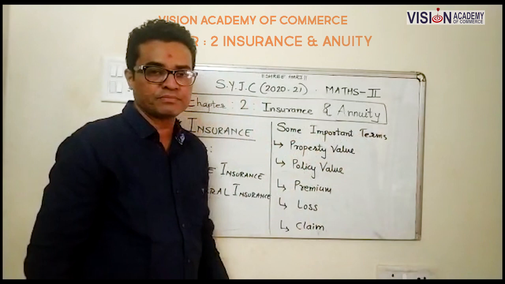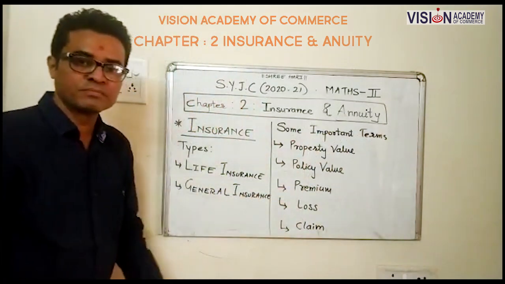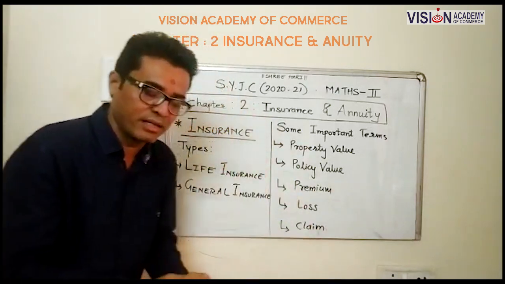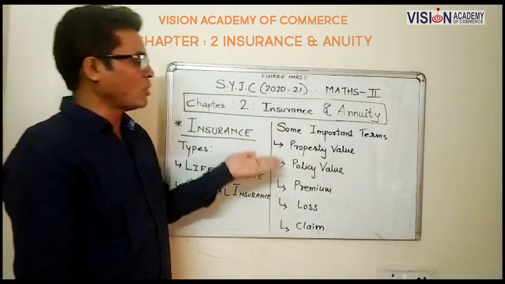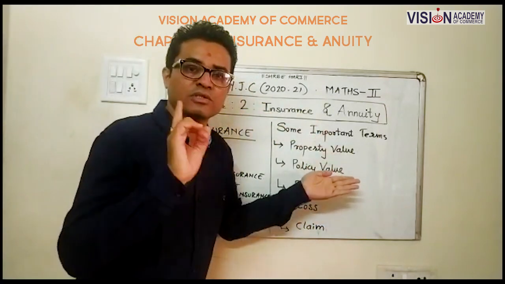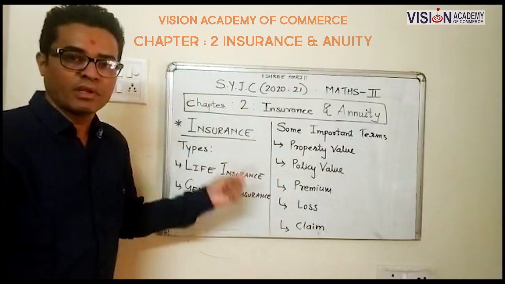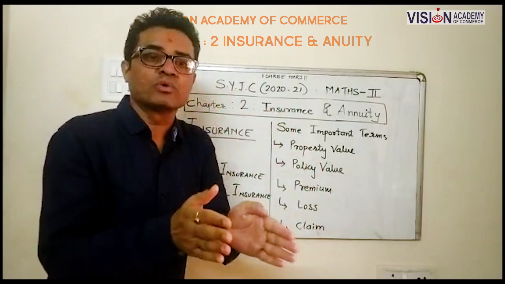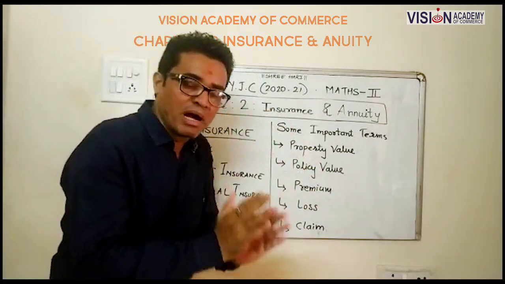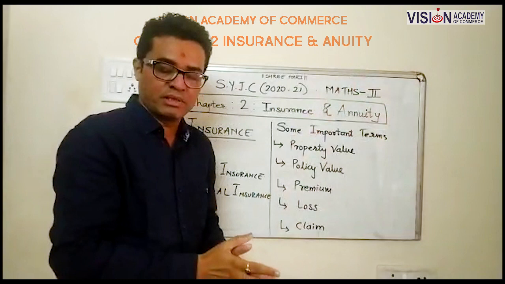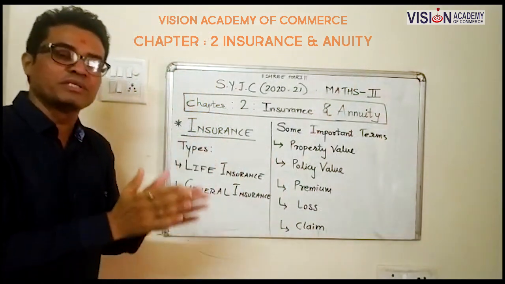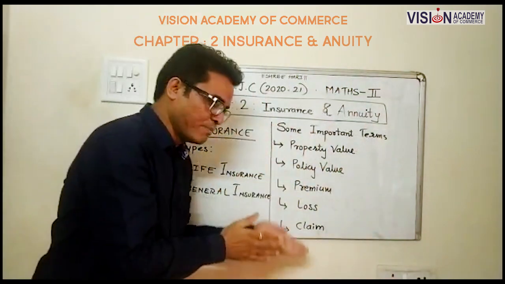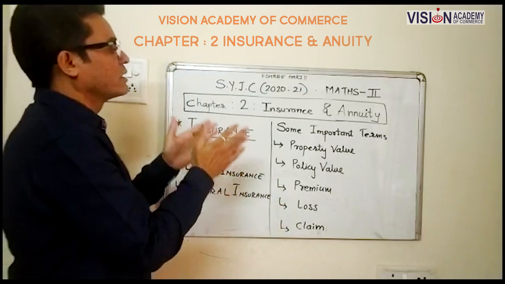Another one, loss. The value of damage due to any reason; the value of loss of our property is known as loss. Then the next one is claim. The amount of loss which we demand from the insurance company is known as claim. So these are the important terms.